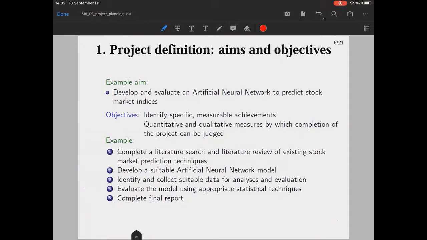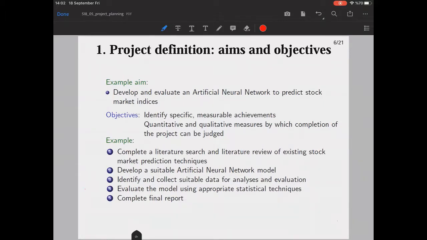First one is complete a literature search and literature review of the existing stock market prediction techniques. You need this in your thesis as well. You need a part like this. And the second one is to develop a suitable artificial neural network model. This will be your method. And the third one is identify and collect suitable data for analysis and evaluation. You need a data set to test or evaluate your system.